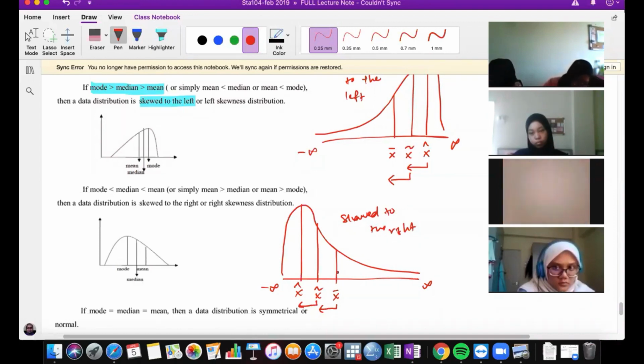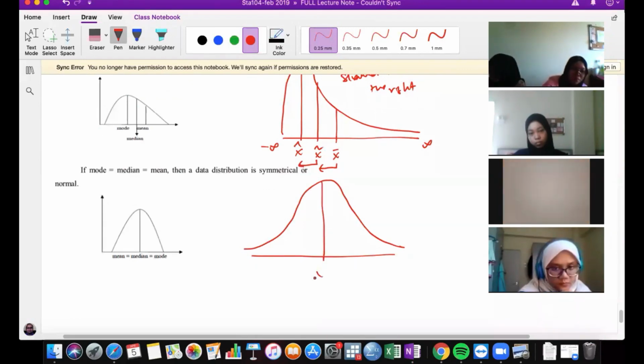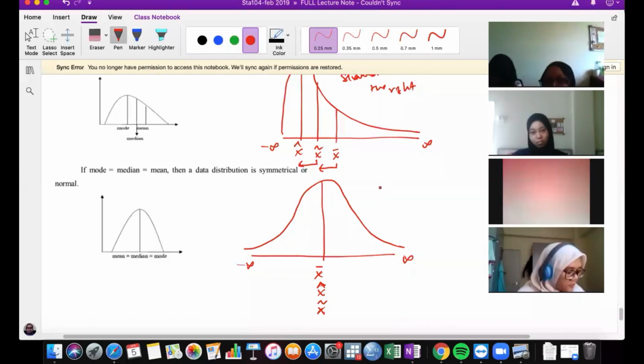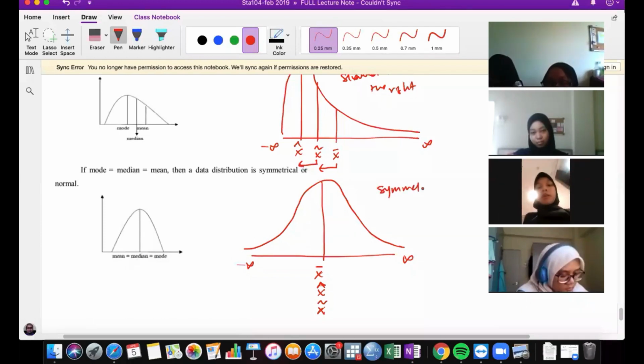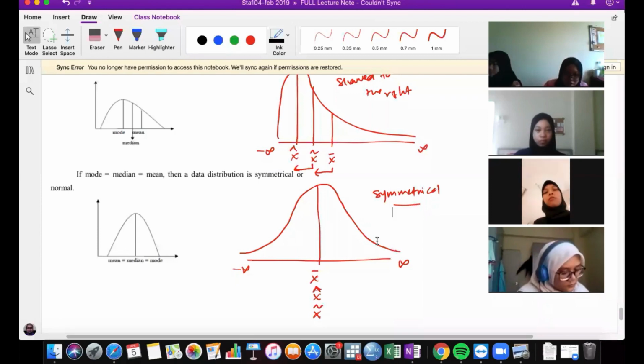On the other hand, if you have the same value, mode is equal to mean, and equal to median, from negative infinity to infinity, then we can say that the distribution is symmetrical, or normal distribution. That's all. This is the first part for measures of central tendency.